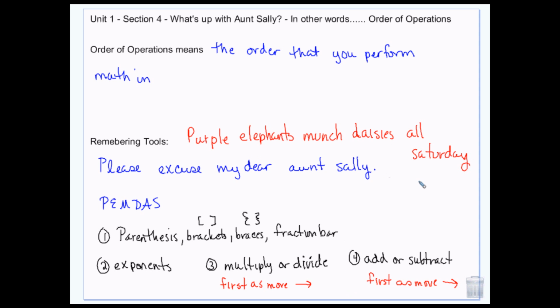Right? Purple elephants munch daisies all Saturday. You make up your own phrase. Anything that'll help you to remember, just as long as you remember the order. You can use PEMDAS, you can use please excuse my dear Aunt Sally, you can make up your own phrase, anything you want. Just so long as you remember the order.